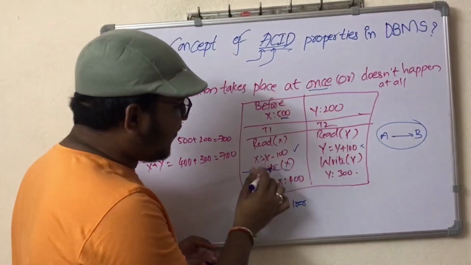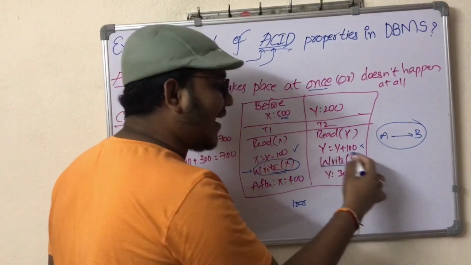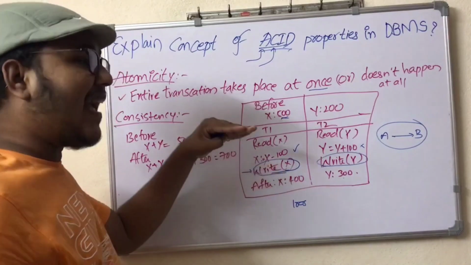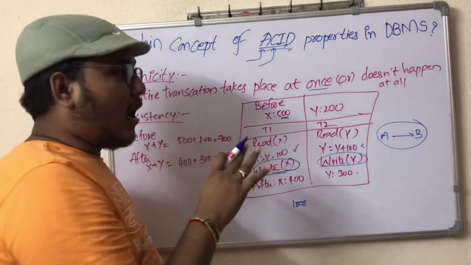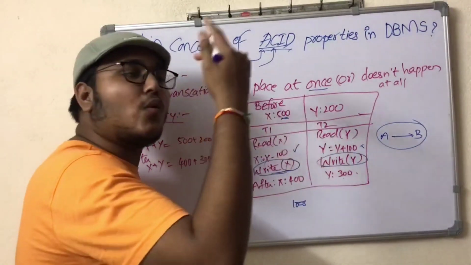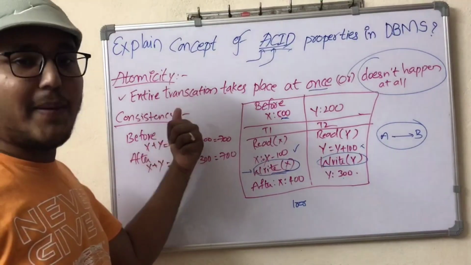If a crash happens at write X, or before write Y, the transaction should halt. That is what atomicity says: if there is a transaction, it should happen in one go, or it shouldn't happen at all. That is what the atomicity principle is saying.